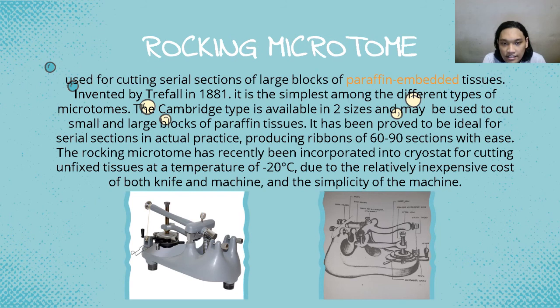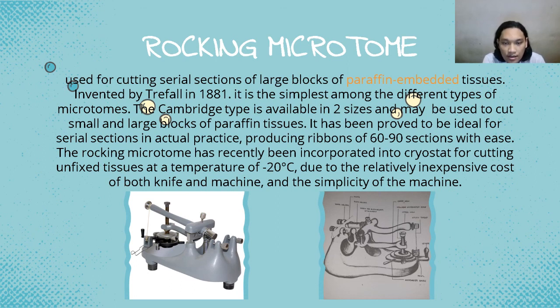The next kind is the rocking microtome. It is used for cutting serial sections of large blocks of paraffin-embedded tissues. It was invented by Trefall in 1881. It is the simplest among the different types of microtomes.